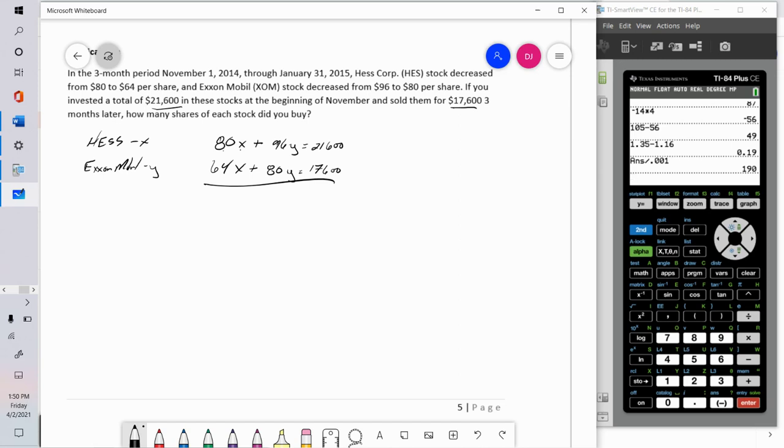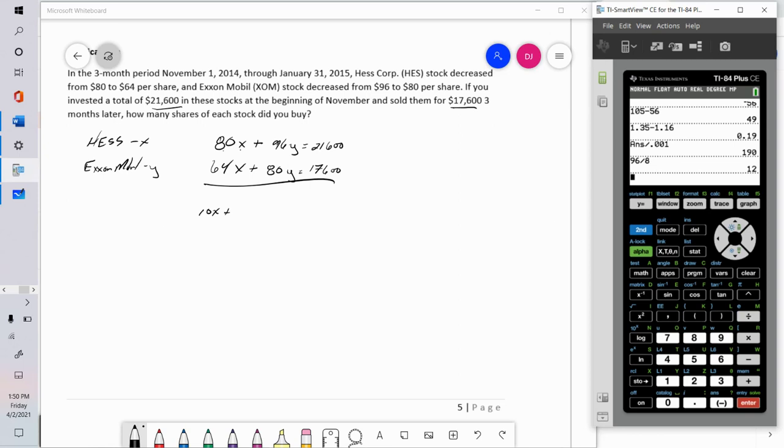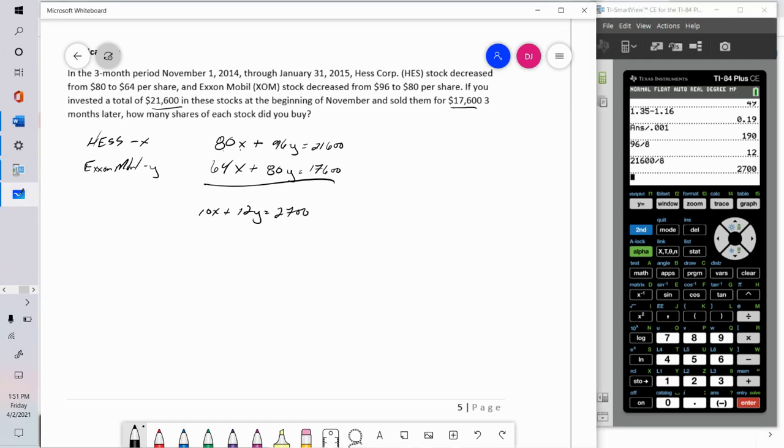I'm going to notice, I think, 80, 96, 21,600 all seem to be divisible by 8. If I divide them all by 8, I would have 10x plus 12y equals 2,700. 96 divided by 8. What I'm doing is I'm trying to simplify this. 21,600 divided by 8, and that would be 2,700.